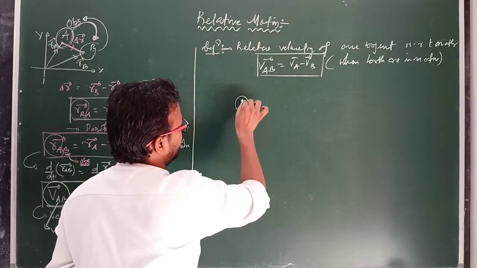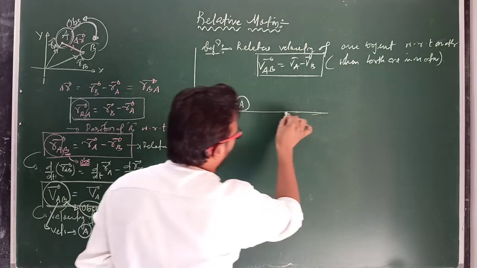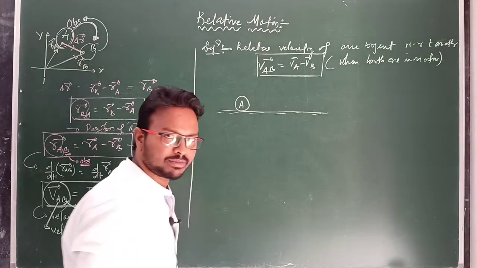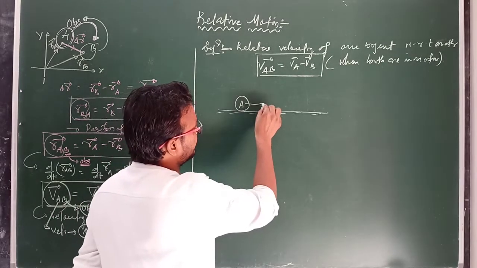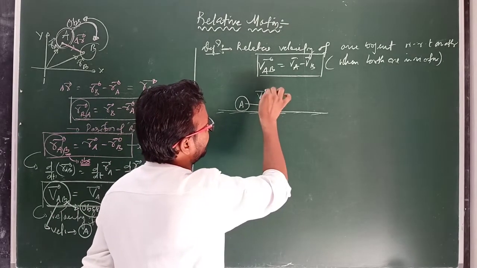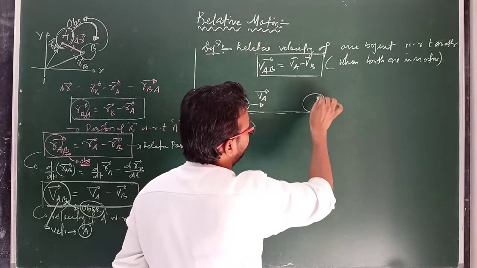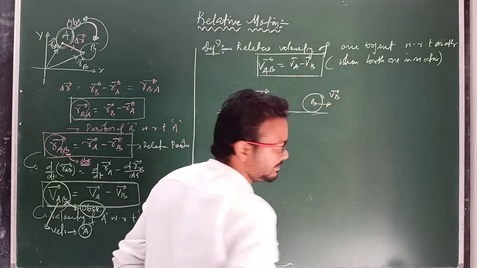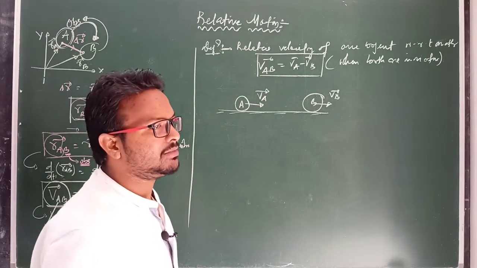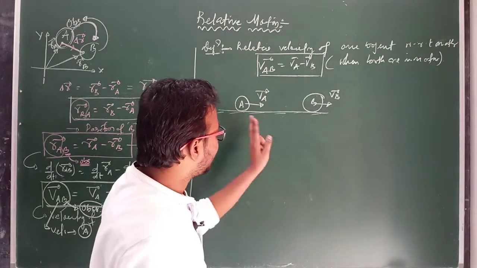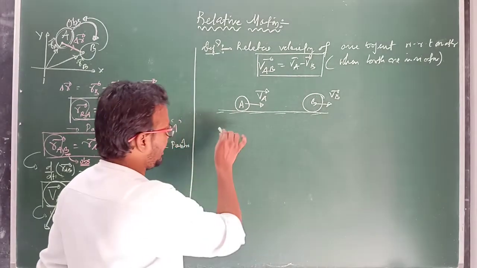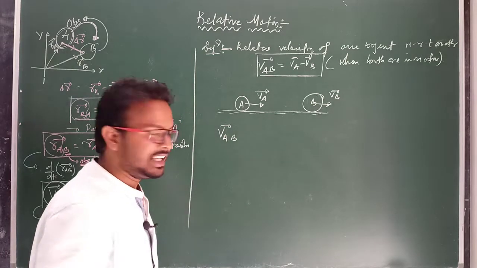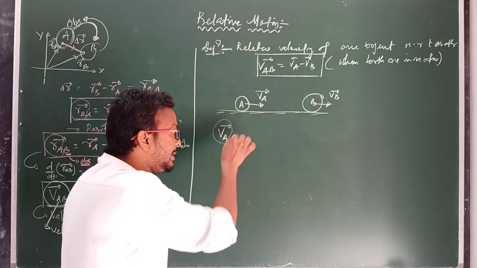Suppose there is a body A on the ground, and you have to first choose what the frame of reference is here. This is the frame of reference, meaning the ground frame, because the body is moving on the ground frame with velocity VA, and another body B is here, which is moving with velocity VB also on the ground frame. So in this case, how can we find the relative velocity? Suppose I am writing here the relative velocity of A with respect to B.